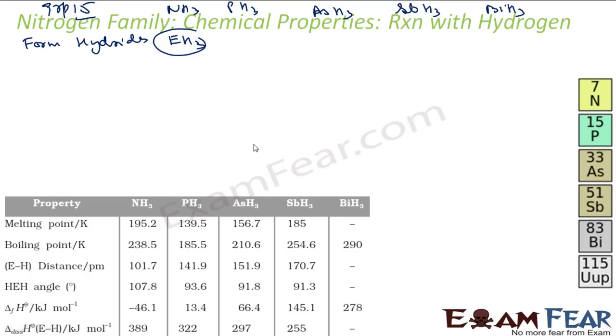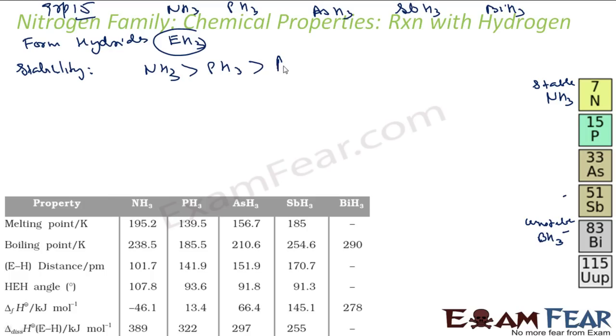See, the stability of these hydrides decreases down the group. NH3 is thermally stable. If I talk about my SbH3 and BiH3, they are unstable. So if you see, going down the group, the stability of the hydrides decreases. Correct? Now the question is why? If you see the stability trend, NH3 is more stable than PH3 and then AsH3 and then SbH3, antimony, and then BiH3. Why?